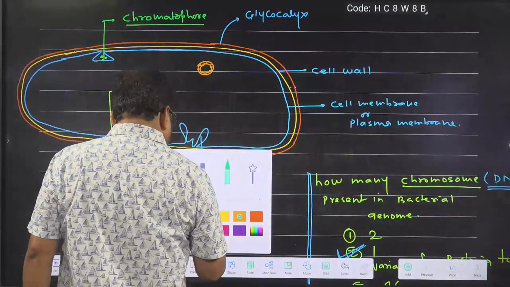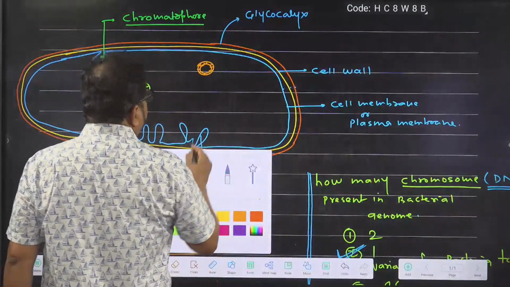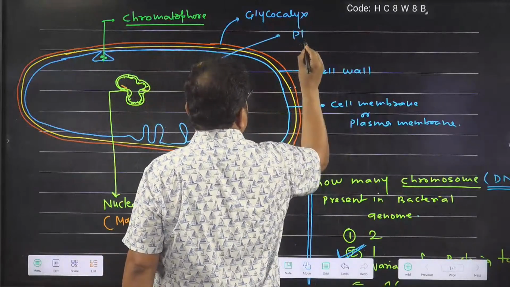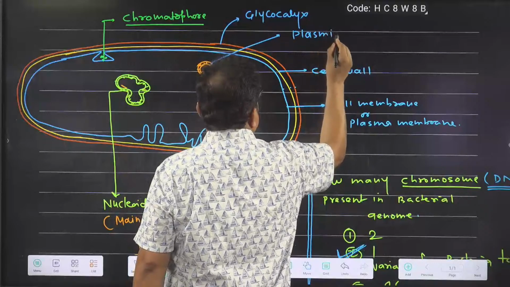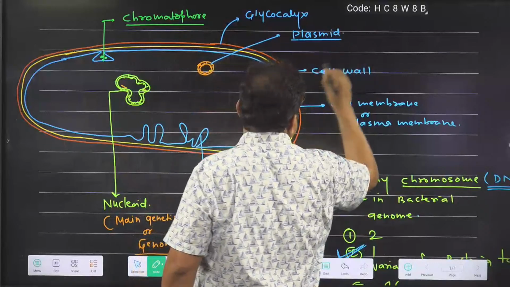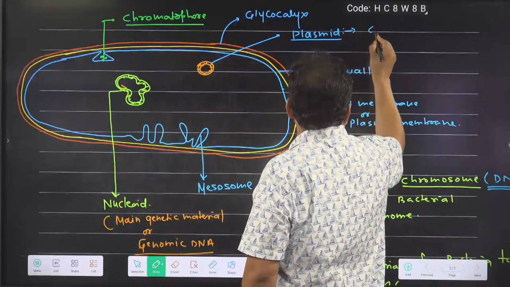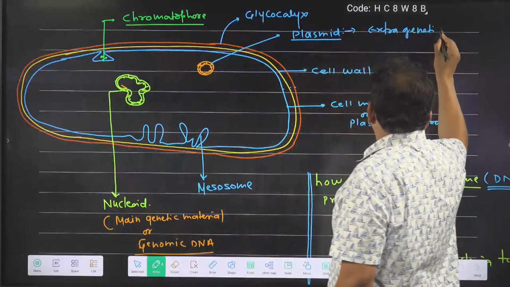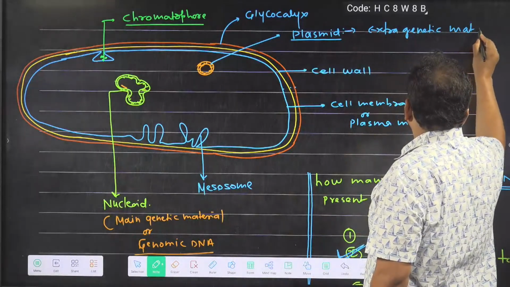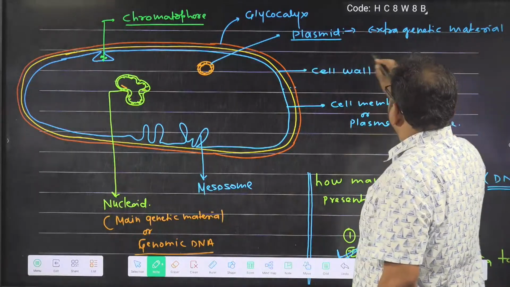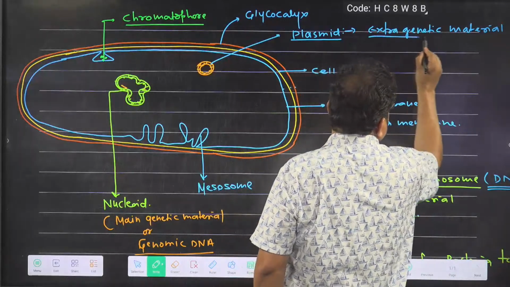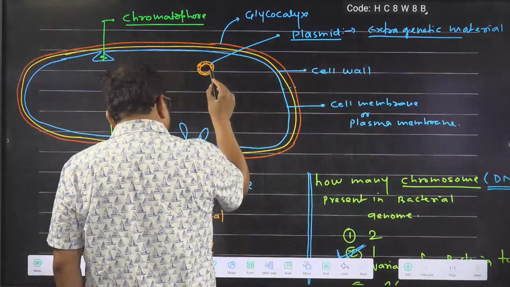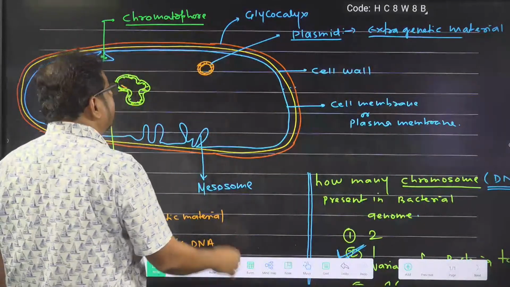Beside this, extra genetic material is present. It is called plasmid. Plasmid is what basically? Extra genetic material. It is not the main genome, it is the extra genetic material. Got the idea? If a plasmid is not present, it doesn't matter, the bacteria will not die.